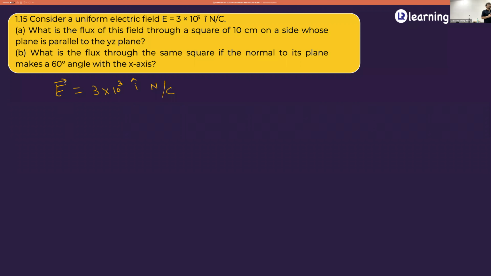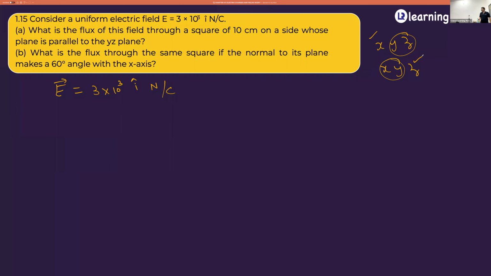To put it simply, you have x, y, z in three-dimensional space. If something is parallel to the YZ plane, its area vector will be in the x direction. Suppose the question says something is parallel to the XY plane, then its area vector will be in the z direction.